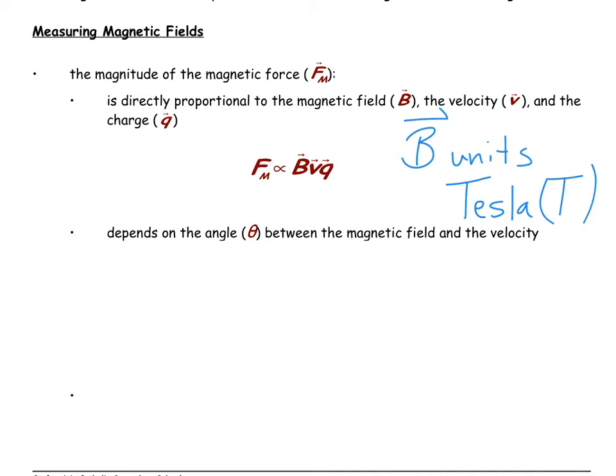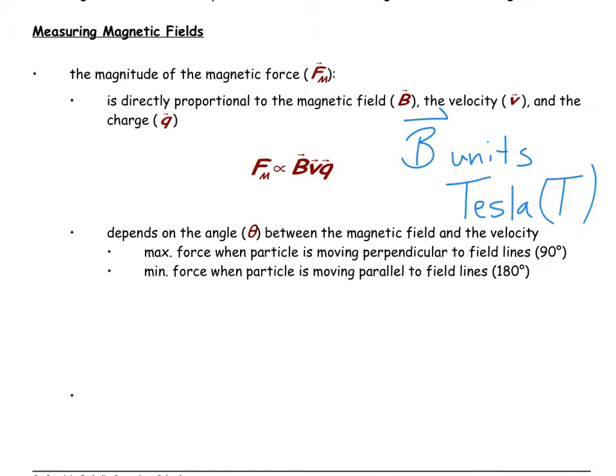As it turns out, the magnetic force is also a function of the angle between the magnetic field and the velocity of the moving charge. You may remember the right-hand rule from last year's physics class. The maximum force is experienced when the particle is moving perpendicular to, or at a right angle to, the field lines. The minimum force is when the particle is moving parallel to those field lines. So a couple of ideas here.